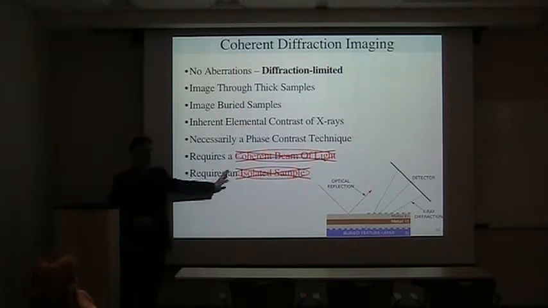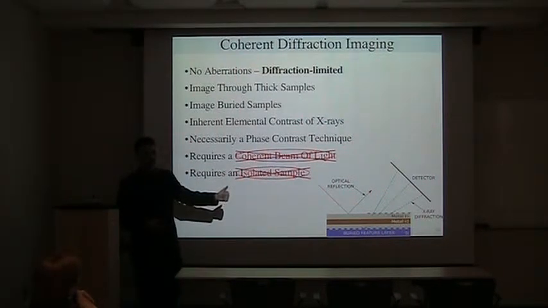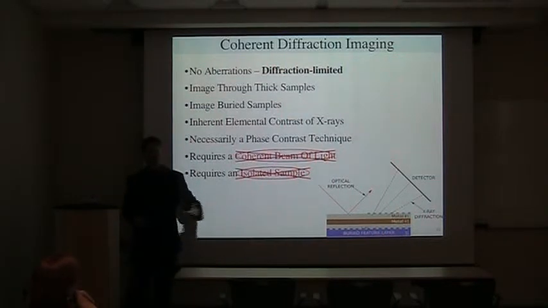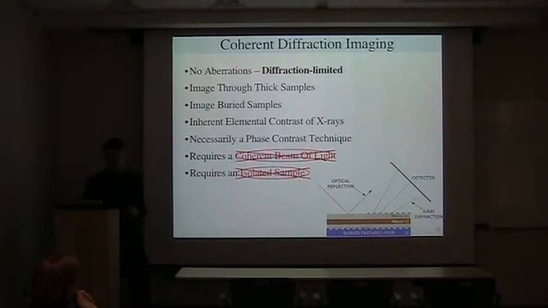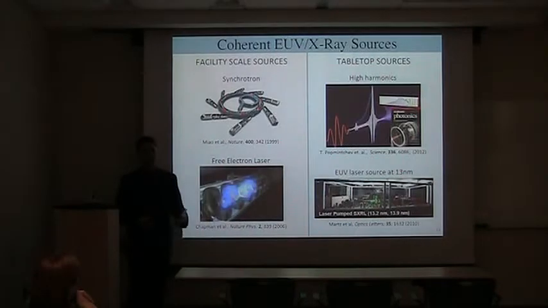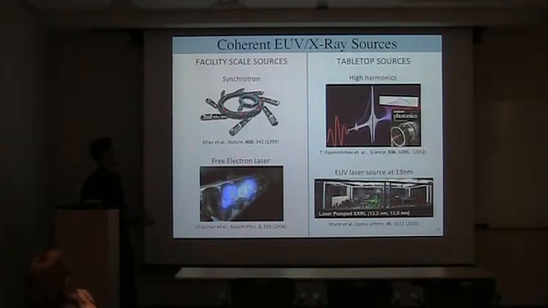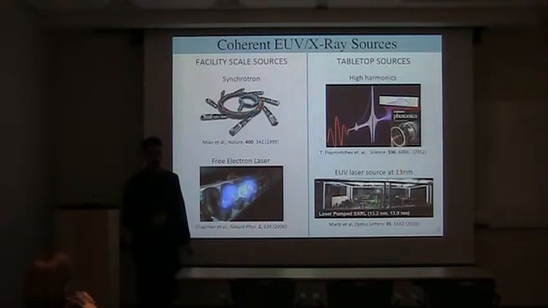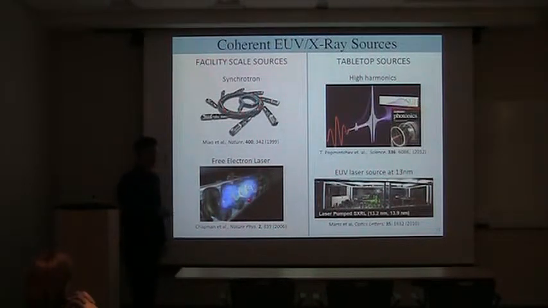So that's an overview of coherent diffractive imaging and using the power of coherent X-rays to do this type of microscopy. So you might think to yourself, well, how do you get coherent X-rays? So what I've done is I've shown here some of the sources that we can use that give coherent X-rays. On the left are facility scale sources, and on the right are tabletop sources. Now this is a synchrotron and an XFEL here. These are amazing sources. They put out an incredible amount of flux, average power and peak power.